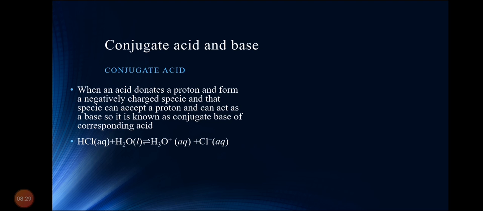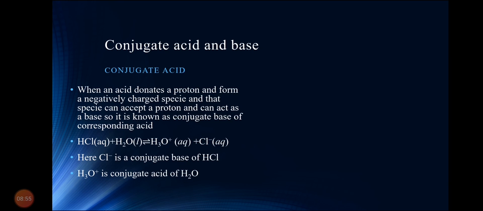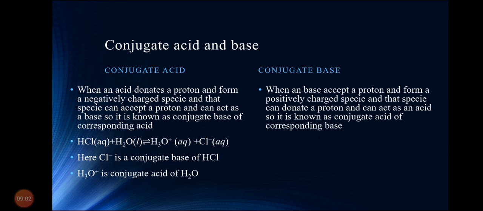Now here you can see that HCl, when it reacts with water, forms hydronium ion, that is H3O+ ion, while HCl produces Cl- ion. That Cl- ion can act as a base, so it is called the conjugate base of the corresponding acid. Here Cl- is the conjugate base of HCl, while H3O+ is the conjugate acid of H2O, which is the base. H2O in this case is the base.